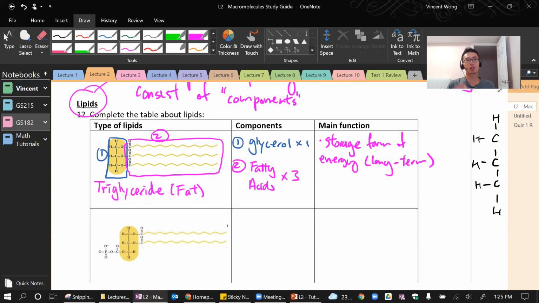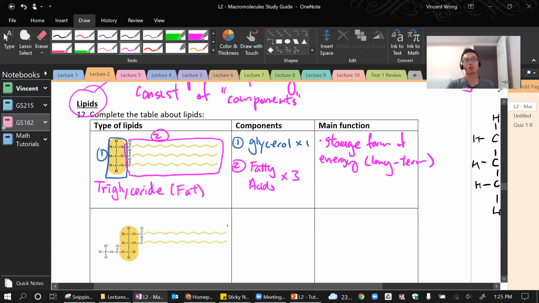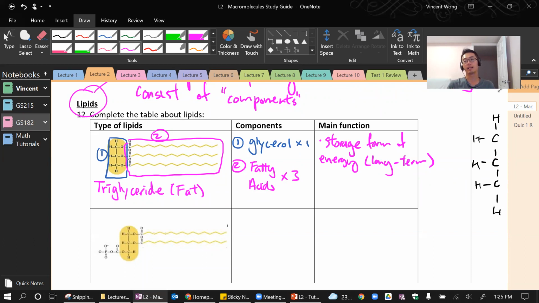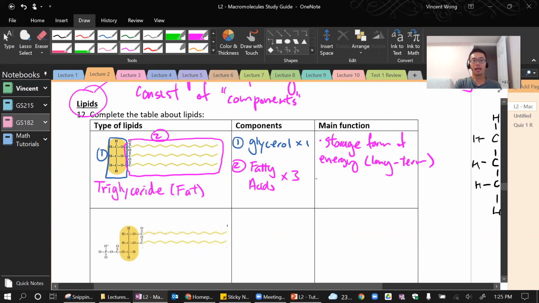It's not good to burn a lot of fat in a very short period of time, because metabolizing fat actually makes your blood acidic. That could cause things like ketosis. You might have heard of that before. Not good to have acidic blood.